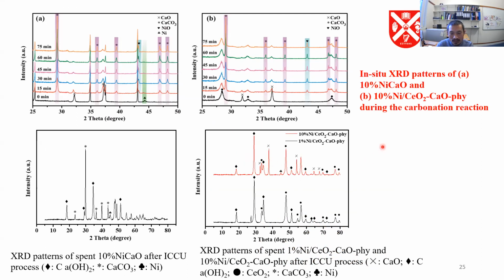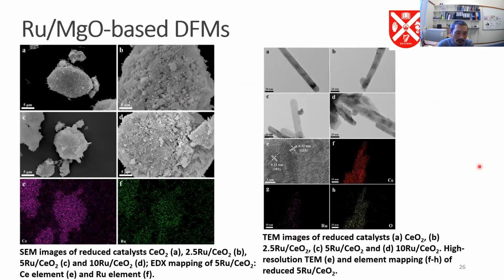We also did some in situ XRD to confirm the formation of calcium carbonate and nickel, and also the redox between nickel and nickel oxide, these reversible reactions. So not too much new information here, mainly because it's a way to form calcium carbonate and then reduce that to calcium oxide. We did some further studies using magnesium oxide, which is an intermediate temperature sorbent, at around 350. This is mainly for the production of methane.